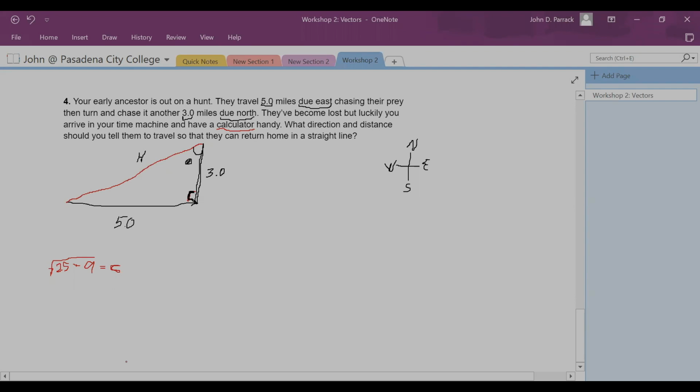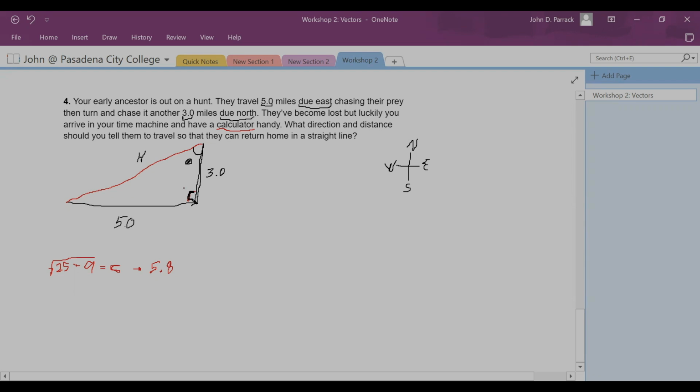And what's that going to be if we punch it out on our calculator? 25 plus 9, what's that? 34. The square root of 34 is approximately 5.8 miles. So how far will we tell them they need to walk? They need to walk 5.8 miles. That's a pretty good deal. Since they've already traveled 8 miles, we're going to get them home in just 5.8.